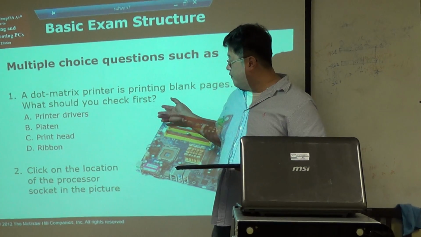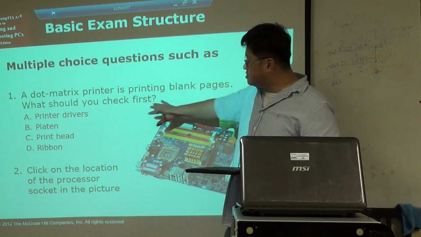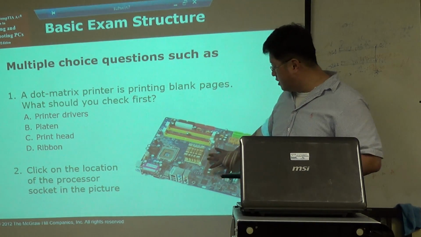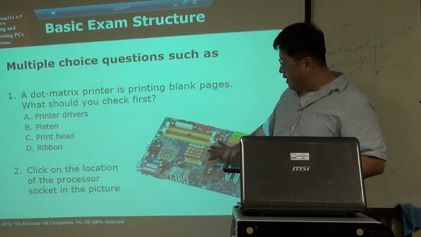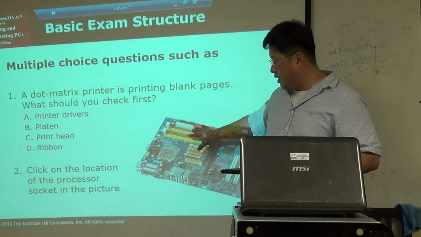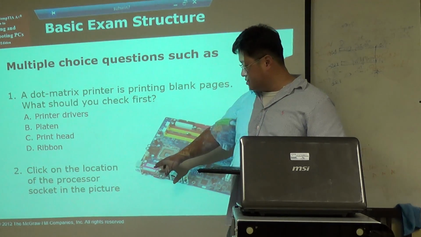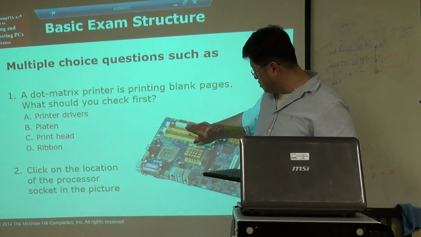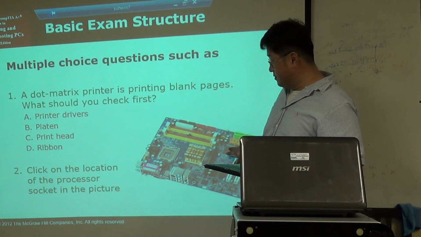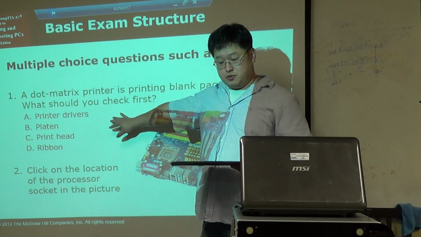So for example, this is a multiple choice exam. And this one, they're going to give you a diagram here, and then you can move the mouse and point out where the component is. So click on the location of the processor socket in the picture. You have to point out where your CPU socket is. And this is traditional multiple choice.